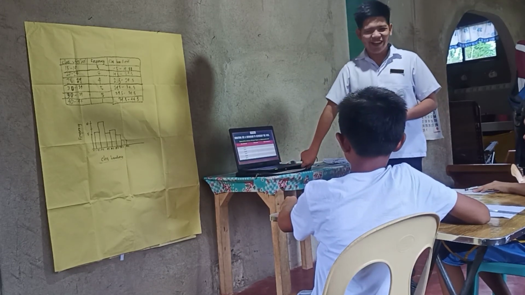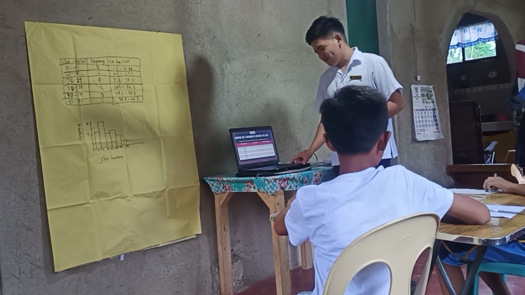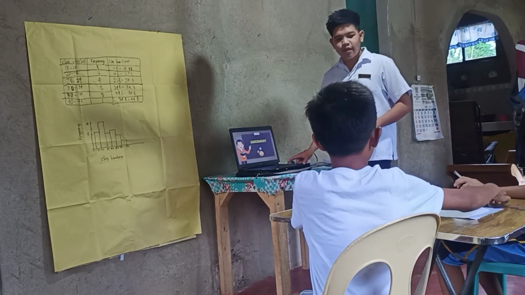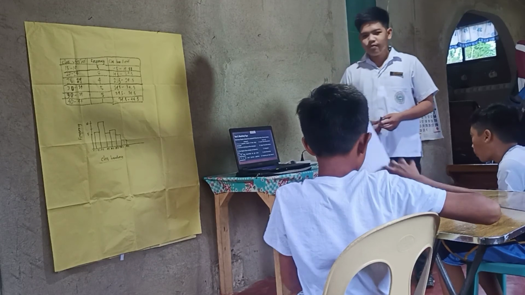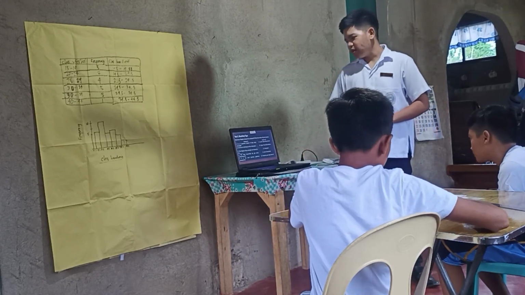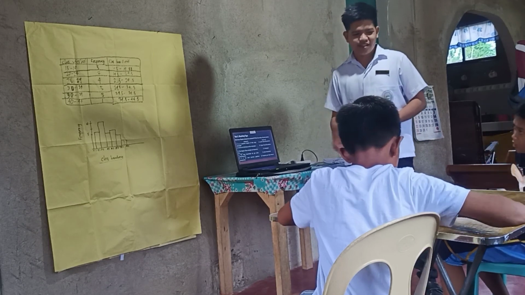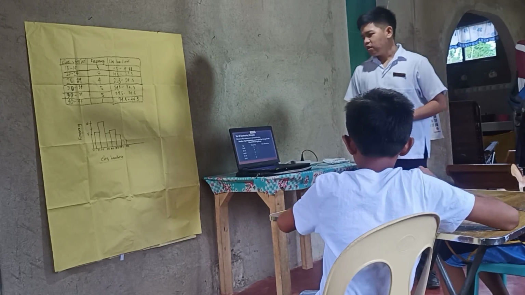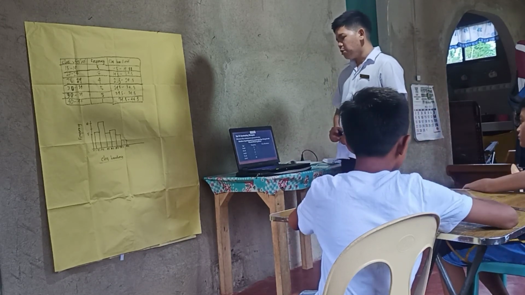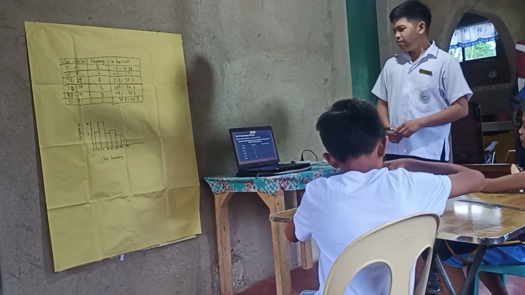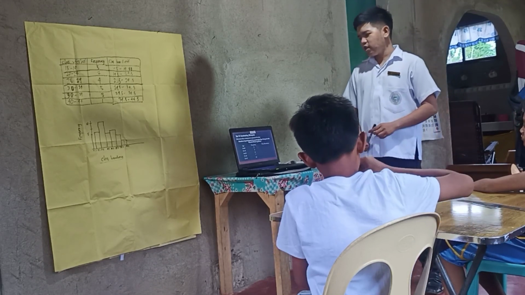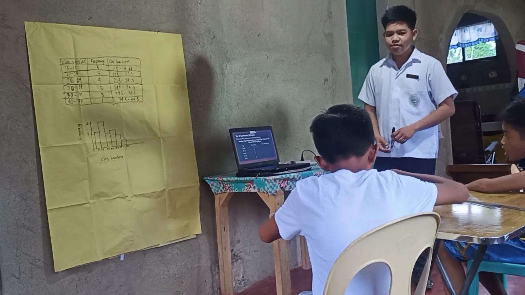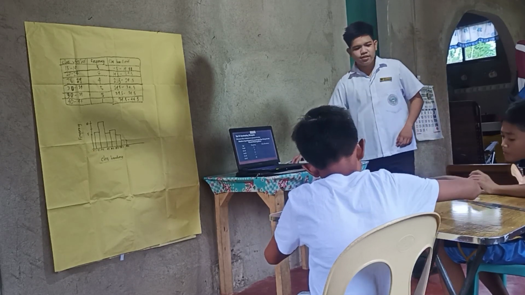We will have a test now. Please prepare one half crosswise. We have two types of test. Test 1 is matching type. Match column A to column B. Write the letter of your answer. Test 2 is constructing a histogram. Use a histogram to represent the data: the number of participants in a particular age group for the coastal cleanup drive. Okay, you may start now.